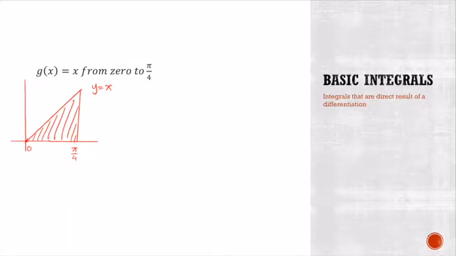Let's look at another example of a basic integral. In this example, we are finding the integral of x from 0 to pi over 4. Because we know that the differentiation of x to the power of n is equal to nx to the power of n minus 1, we can reverse the steps to find that the integral of x to the power of n is x to the power of n plus 1 over n plus 1.